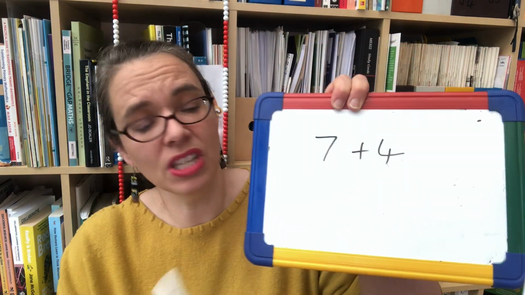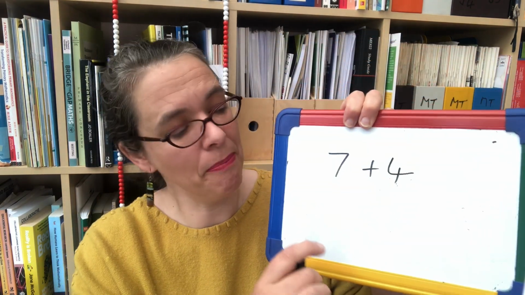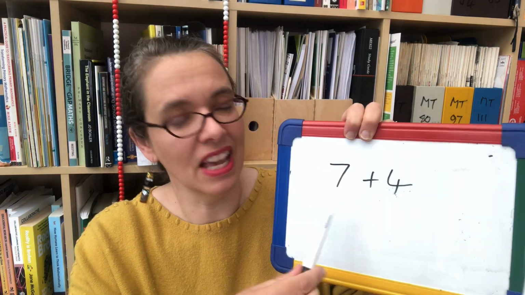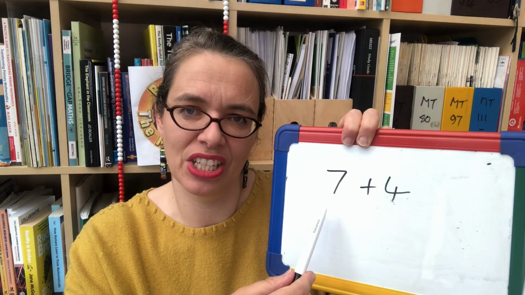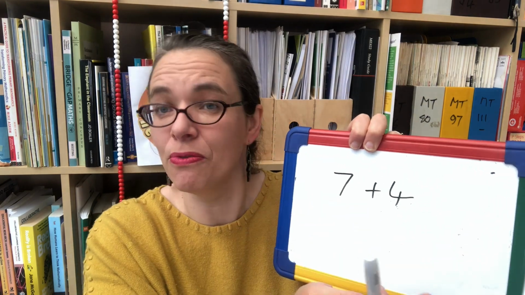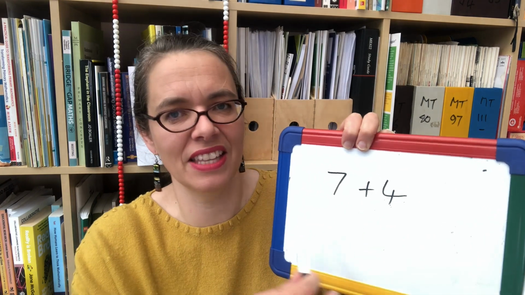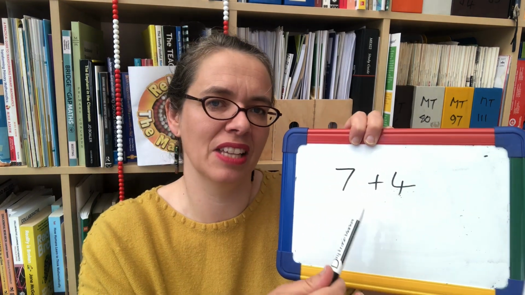So when we're doing additions, we have 2 numbers. Let's say 7 add 4. Those numbers are the same. They're both quantities, either numbers of objects or the size of things when they are measured. So that might be 7 centimetres and 4 centimetres. They have to be essentially the same kind of number to be able to add them.